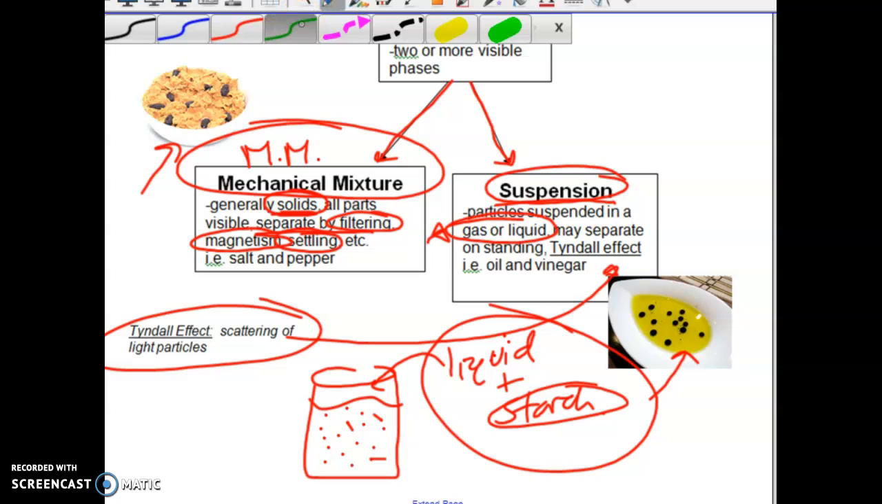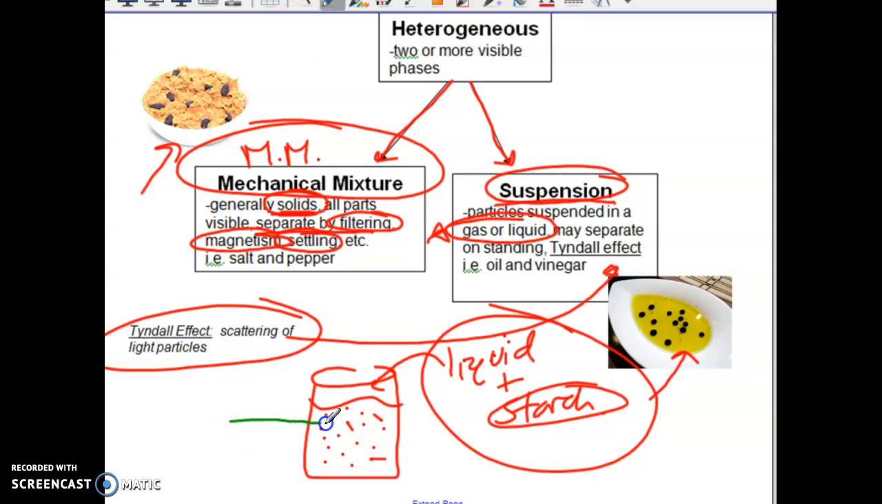And what happens is when light particles are shone through it, it kind of scatters it. So some will go through, some will reflect out, some will bounce out. But basically you have these little tiny particles that are causing the light to bounce around inside of that material. So that's called the Tyndall effect.